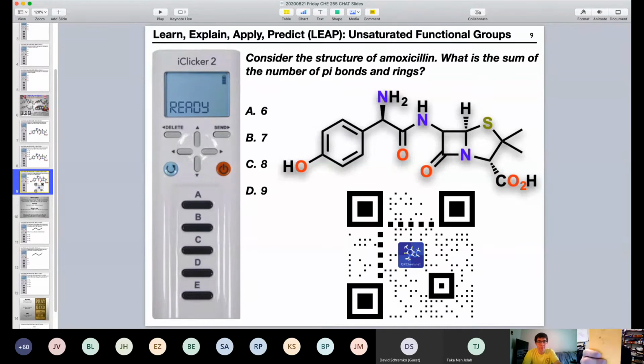Let me show you this. At the bottom right of that structure, you see CO2H. If you were to draw out that collection of atoms, it would look like that.